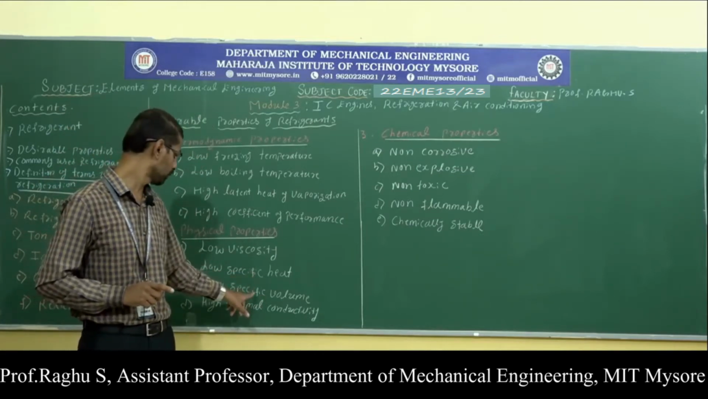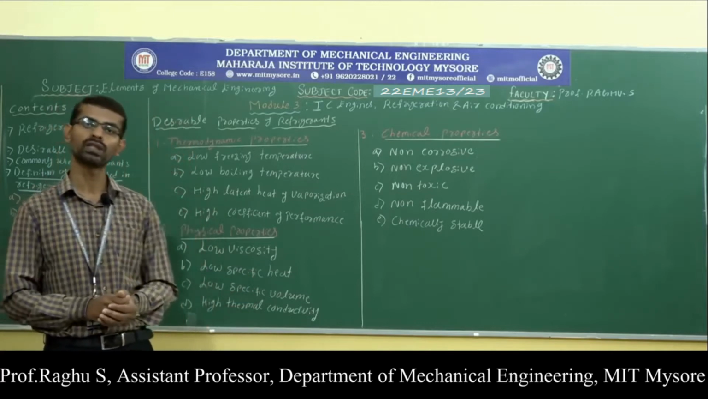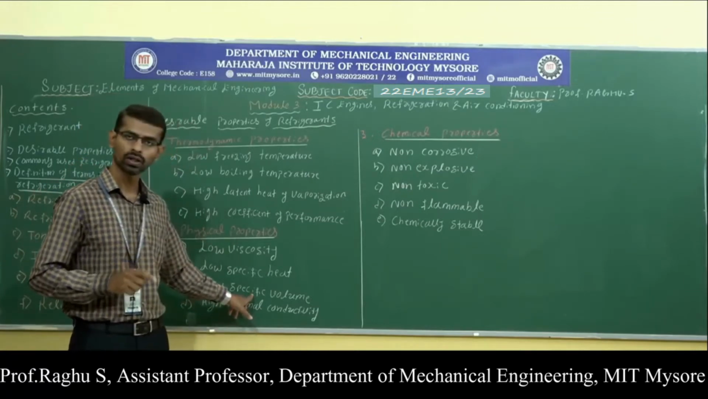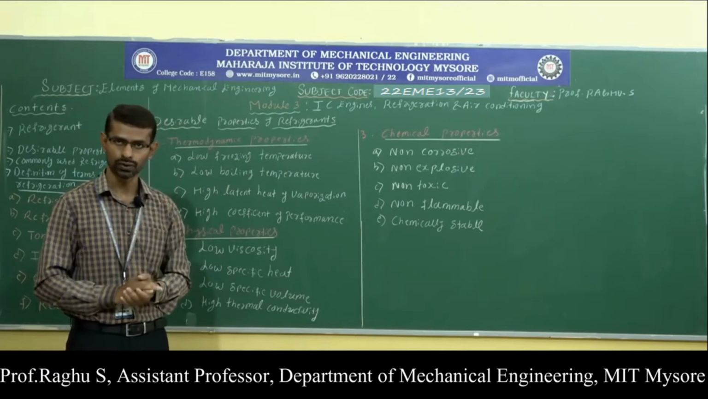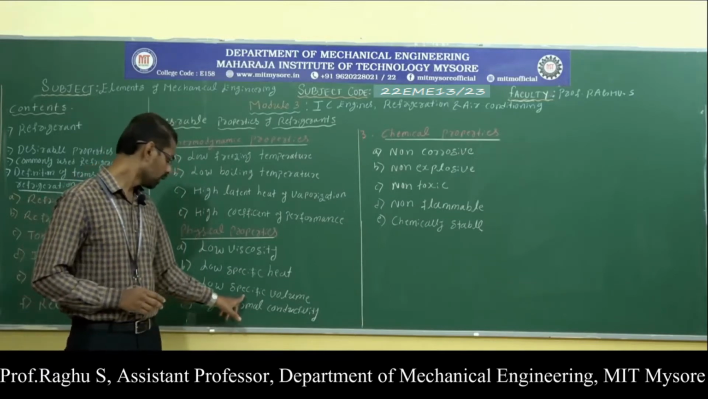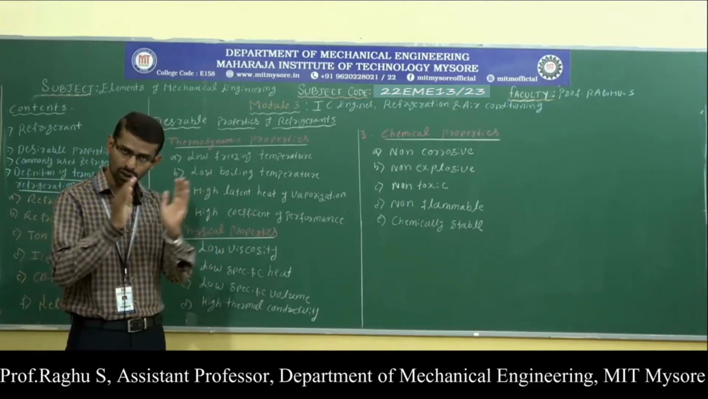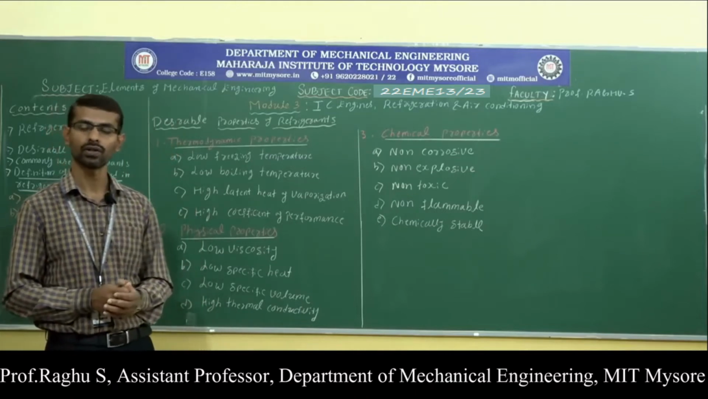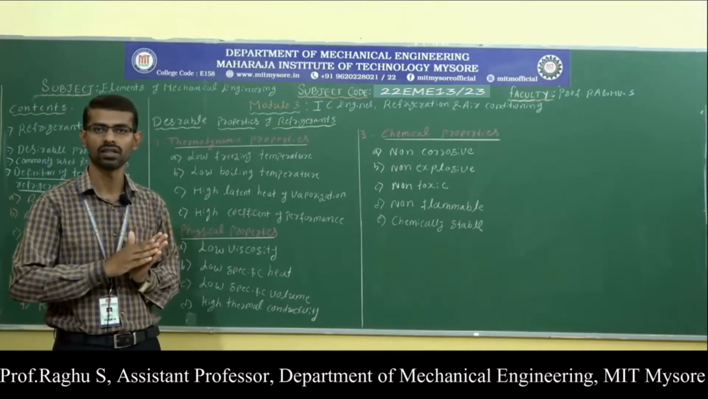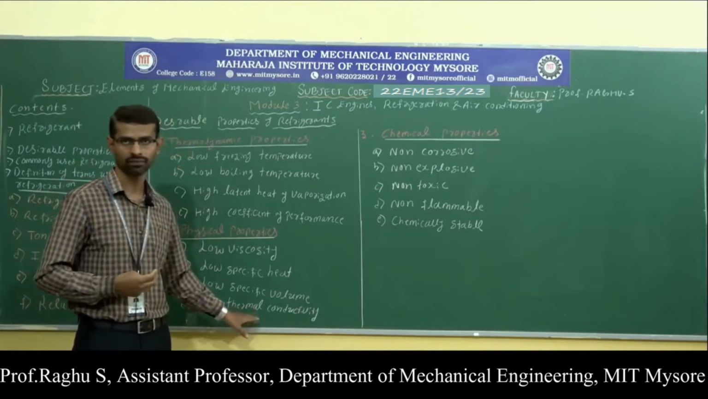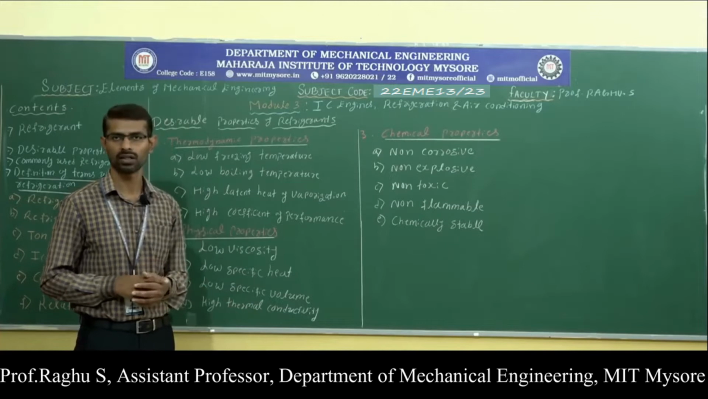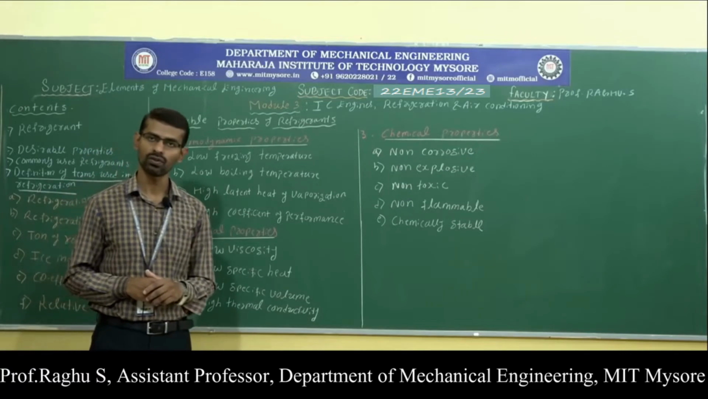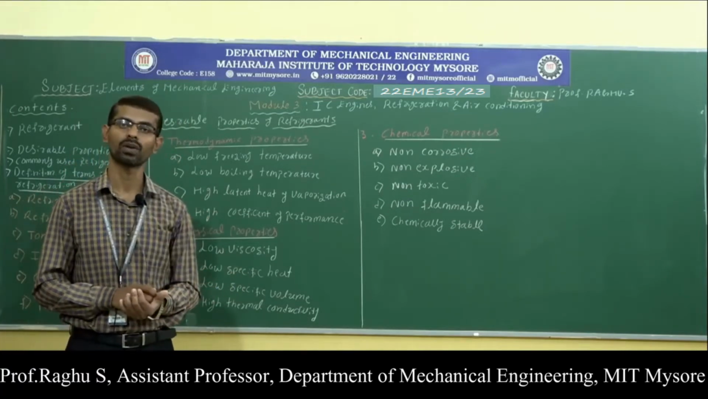A good refrigerant should have low specific heat. Then it should have low specific volume. When a refrigerant has a low specific volume, the size of the compressor gets reduced. Then it should have high thermal conductivity, so that heat transfer to the surroundings takes place easily. So these are a few physical properties: low viscosity, low specific heat, low specific volume and high thermal conductivity.